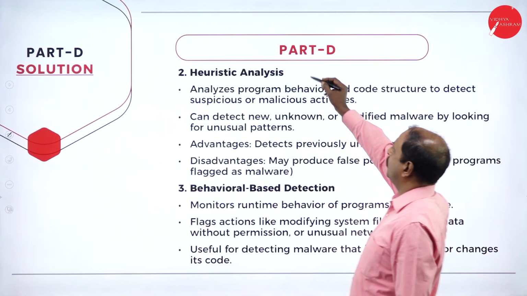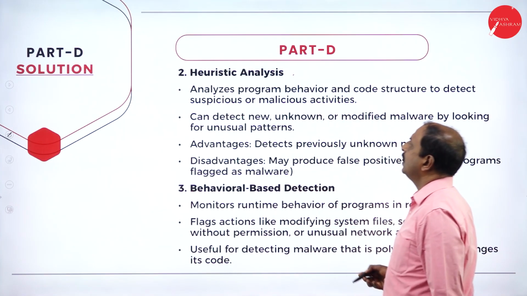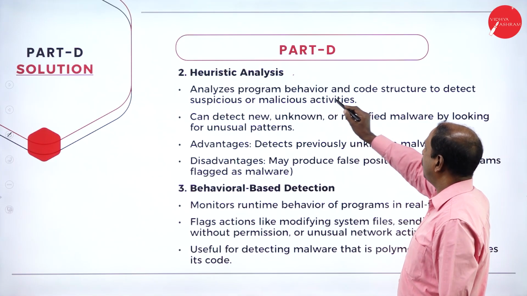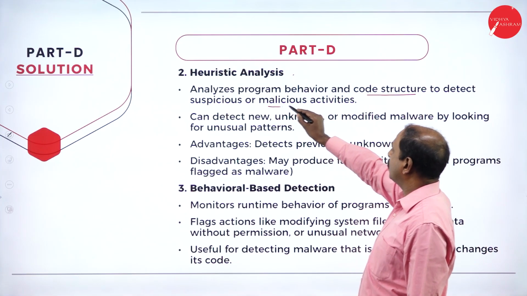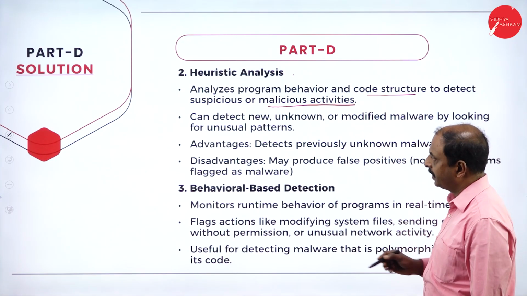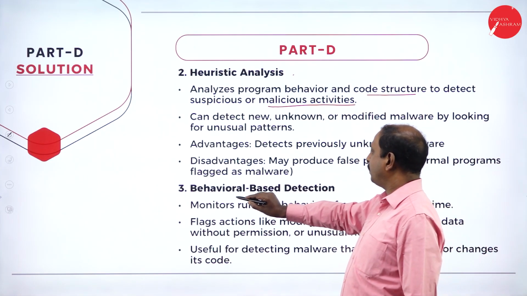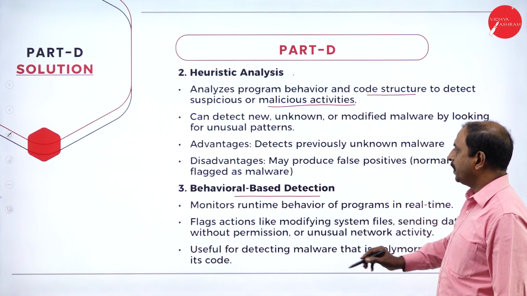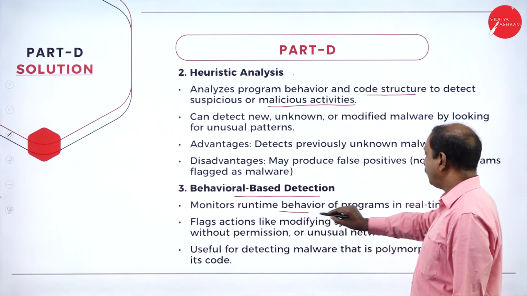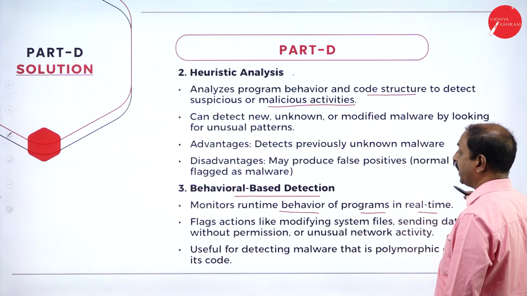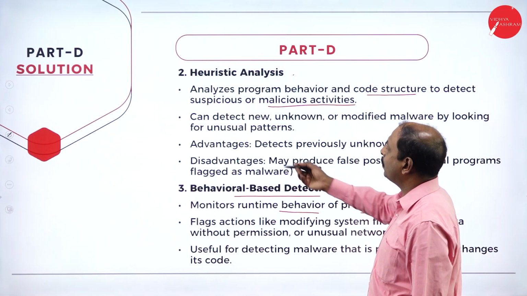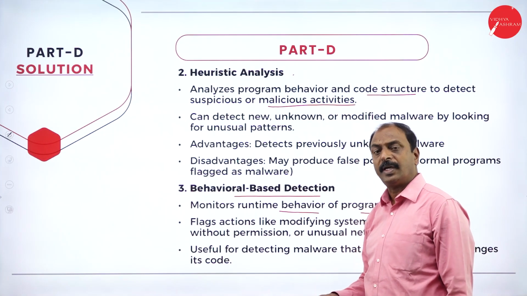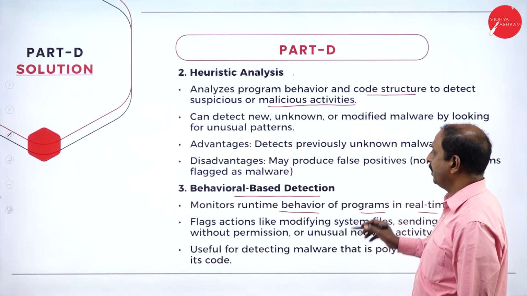Second one is heuristic analysis. It analyzes the program behavior and code structure to detect suspicious or malicious activities. Next one is behavior-based detection. It monitors the runtime behavior of the program in real time. So these are the different techniques used by antivirus programs to detect malware.